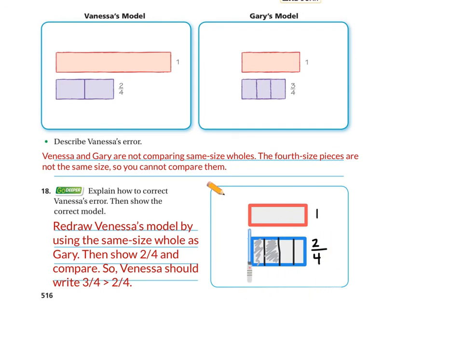Now we compare this to Gary's model, and now that's acceptable because they're the same size wholes. Now we can compare them. So the big mistake that we needed to correct was that Vanessa should write 3/4 is greater than 2/4. She had that wrong last time because her whole was bigger. So 2/4 did look bigger, but we know now that we can't do that. We have to compare the same size whole. So we should draw this, and we should definitely write that she needed to correct 3/4 is greater than 2/4.